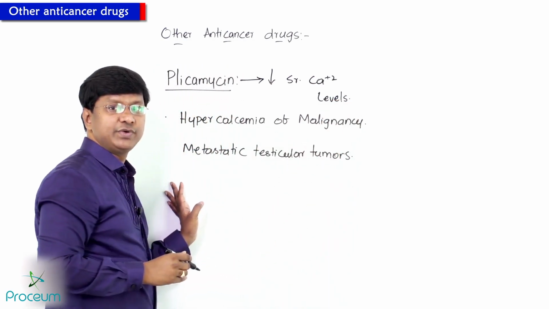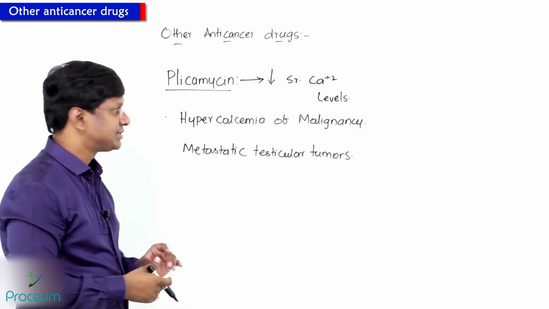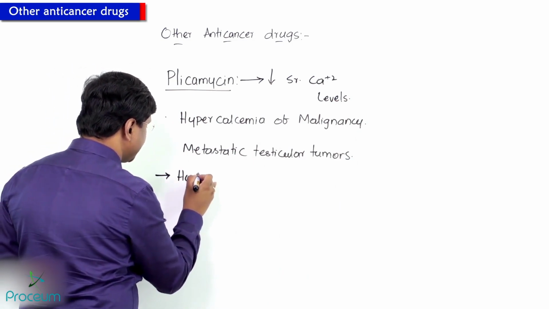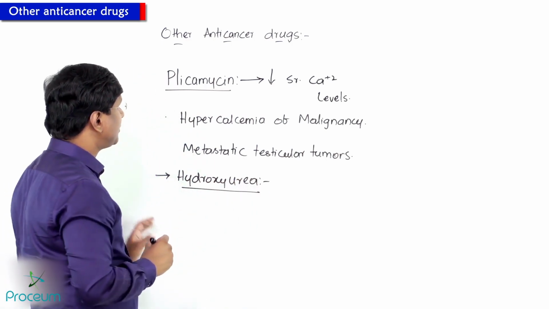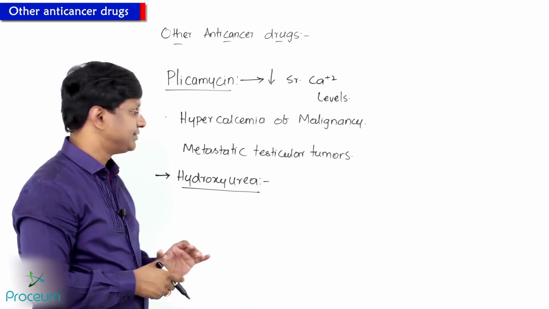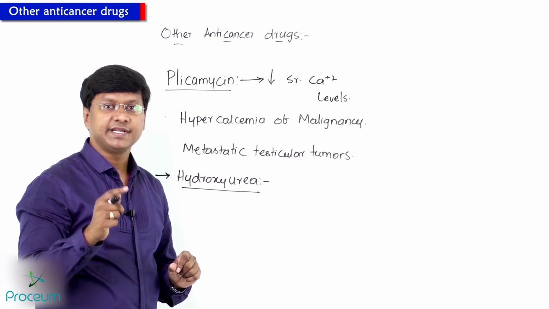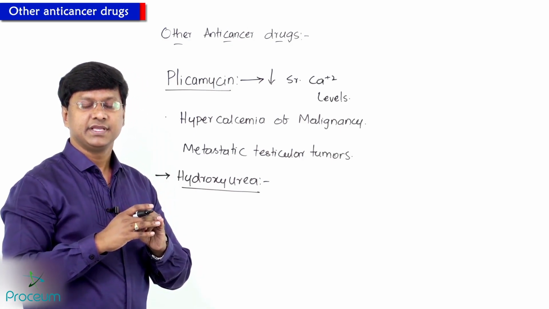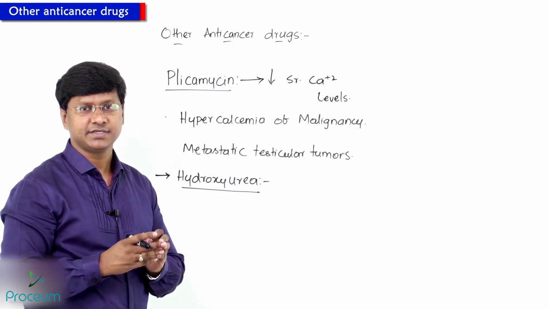Right, Plicamycin will decrease the serum calcium levels in both of these particular malignancies. Now apart from Plicamycin, we have another important anti-cancer drug, that is hydroxyurea. Remember, it is the drug used for sickle cell anemia, essential thrombocytosis, as well as polycythemia vera.